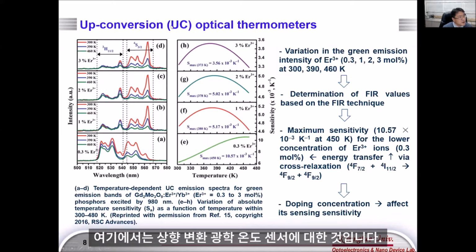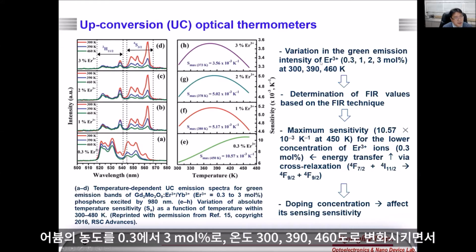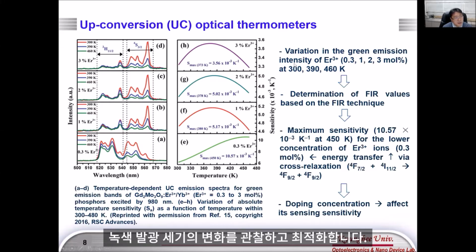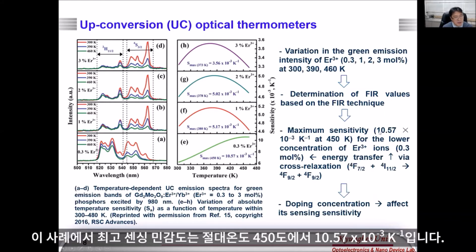This one shows the up-conversion optical thermometers, the gadolinium molybdate phosphors. By changing the erbium concentration, from 0.3 to 2 mole% in the green emission region, at different temperatures of 300, 390, 460 Kelvin, the FIR value can be determined based on the FIR technique. In this case, the maximum sensitivity is 10.57 times 10 to the minus 3 per Kelvin at 450 Kelvin.